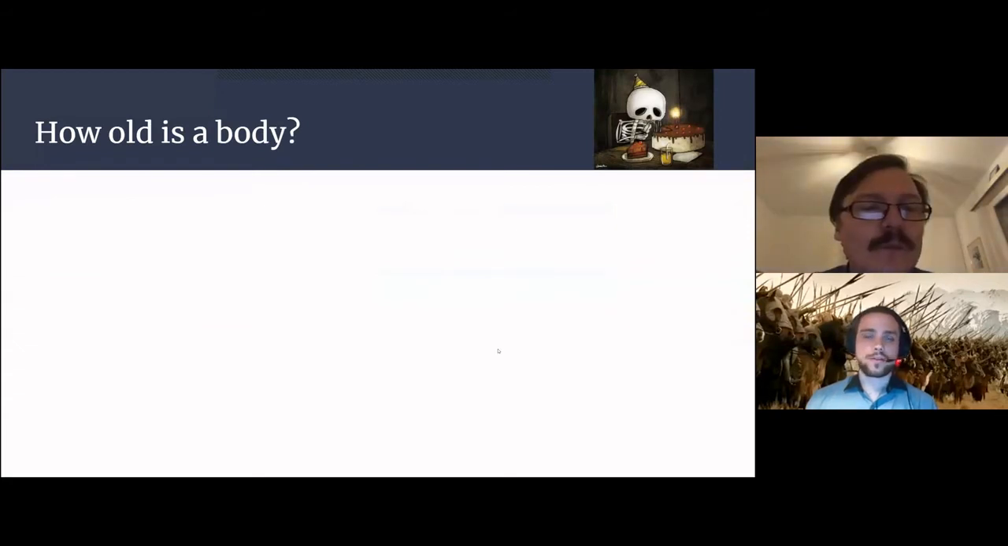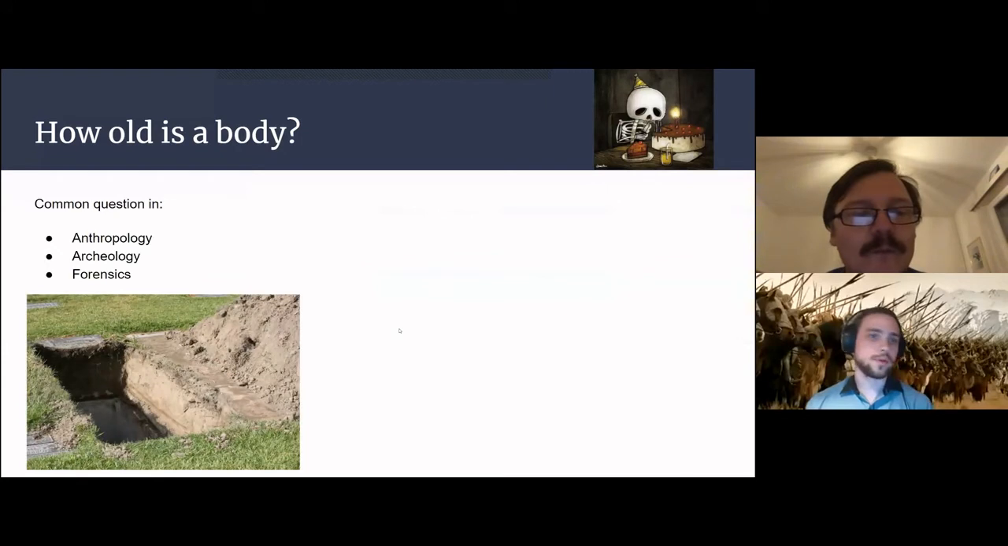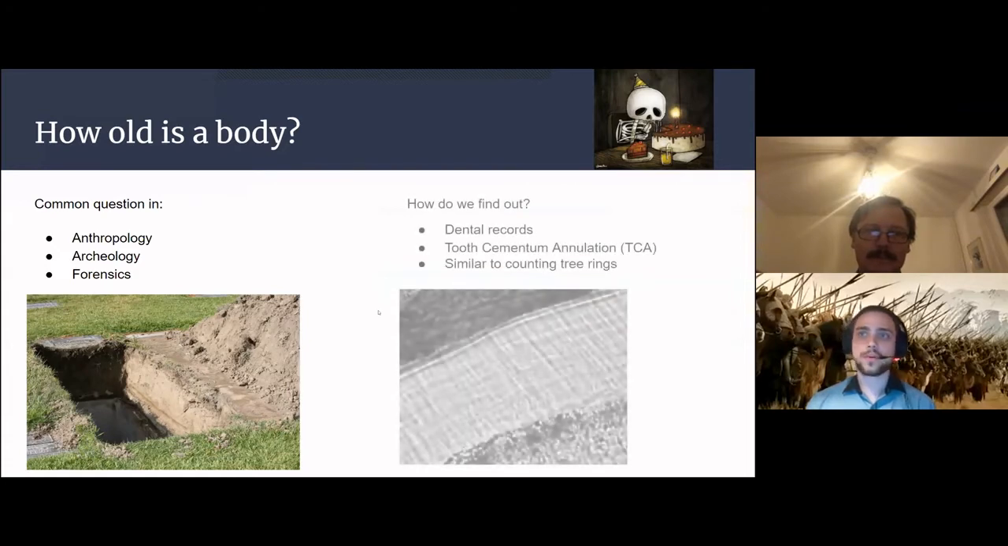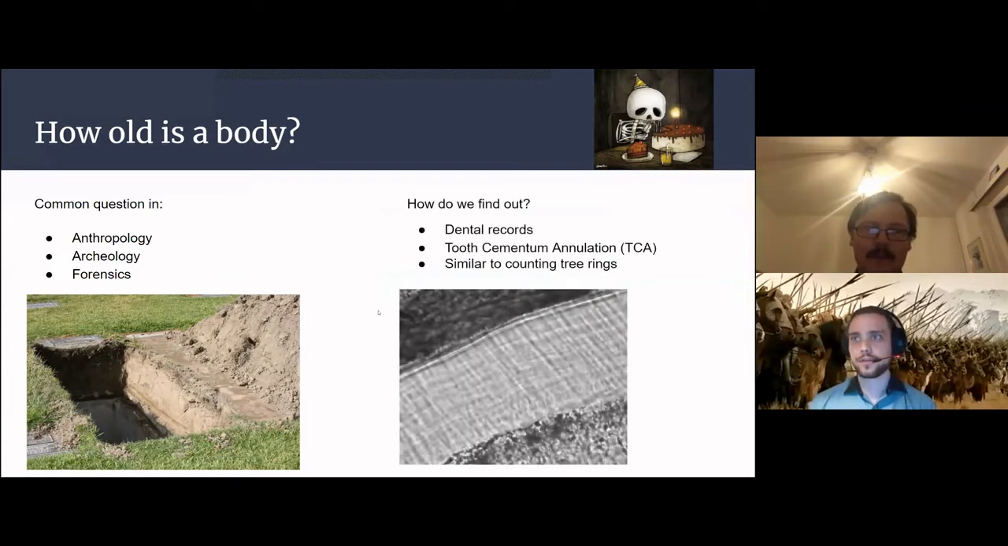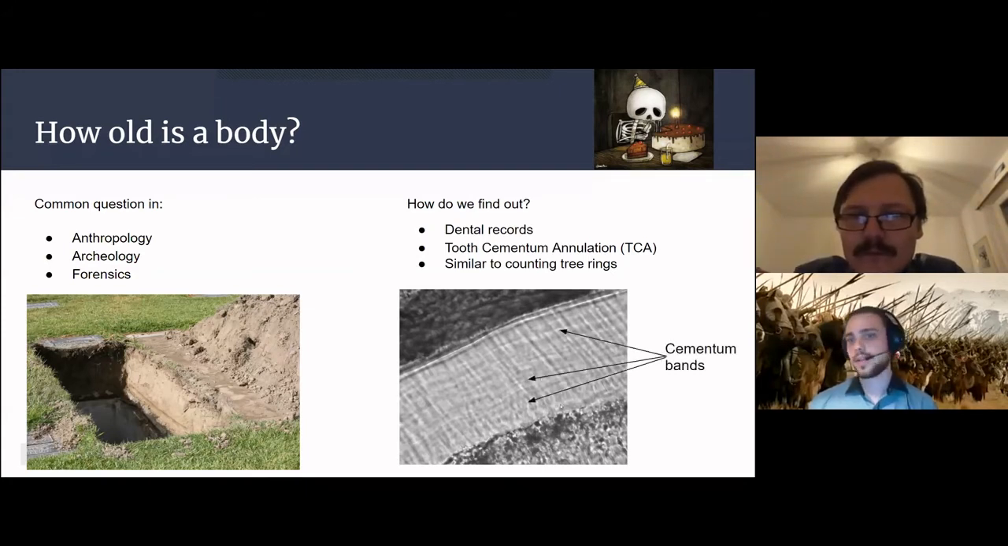So often a question is how old is a body? And this is a question which is often asked in anthropology, archaeology, forensics. And because you can't ask them directly, you have to find out for yourself. Most commonly, dental records is used because teeth last for a very long time. And a more recent development has been a process called Tooth Cementum Annulation, where you slice part of a tooth and you get this sample and you put it under a microscope and you can count the cementum bands, as you can see here. They're not very clear to see, but if you have the domain knowledge, you know what you're looking for.